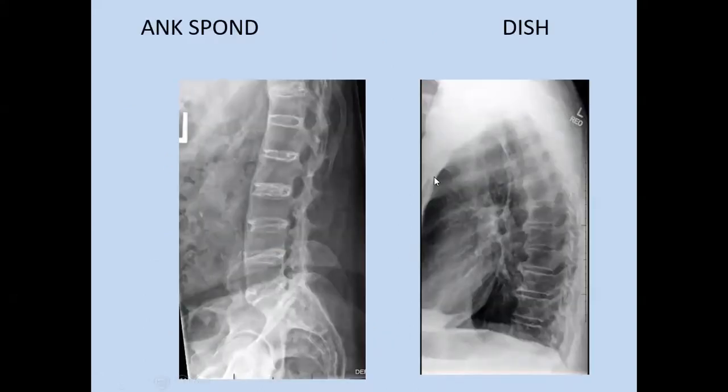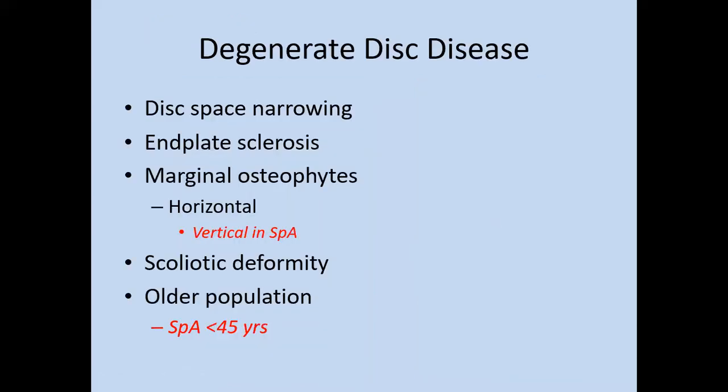Okay, so here we have 2 examples. Here we have a patient with DISH. Here we have a patient with ankylosing spondylitis. We see the syndesmophytes here, squaring of the vertebrae. But here we see the paravertebral ossification and the DISH.